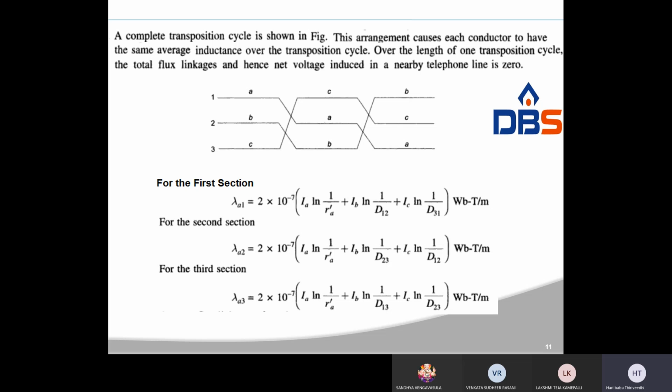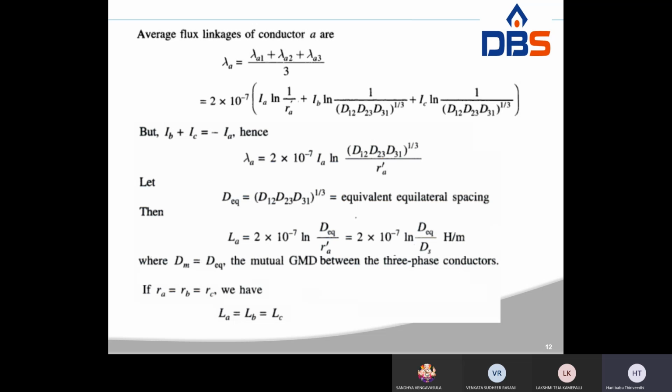Now coming to the third section. Here the position of A is third. So lambda A3 equals 2 into 10 power minus 7, IA ln 1 by RA dash plus IB. What is the distance from A to B? Here A is in the third position. That's why IB ln 1 by D13 or D31, plus IC ln 1 by D32 or D23, whatever it may be. Now these are the fluxes of the first section, second section, and third section.